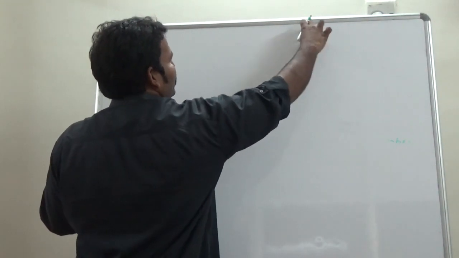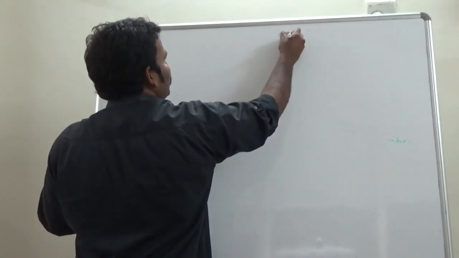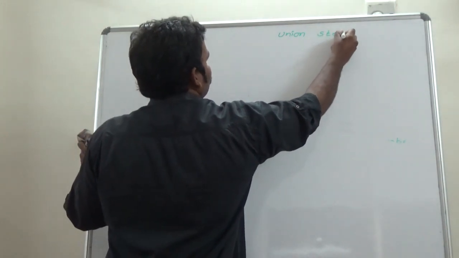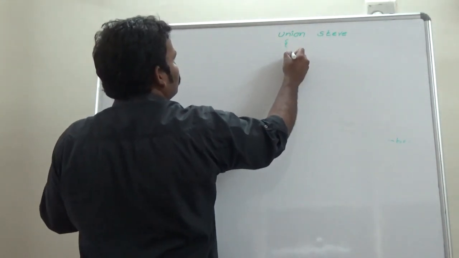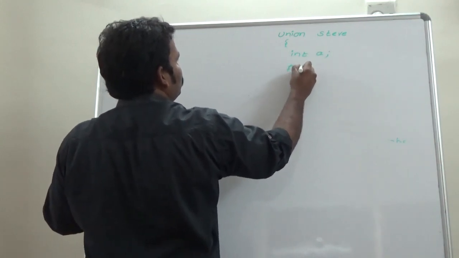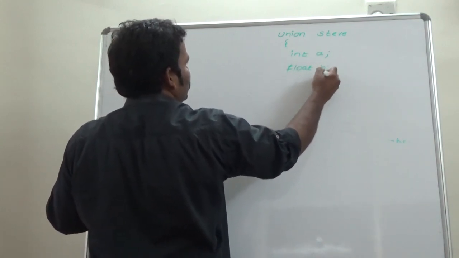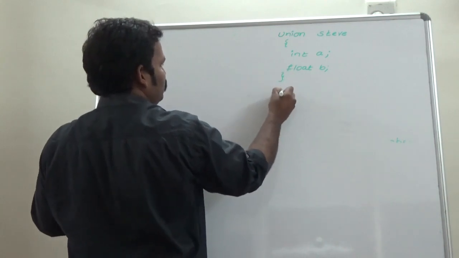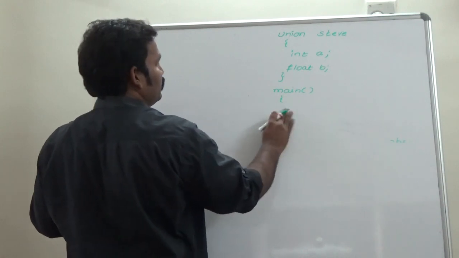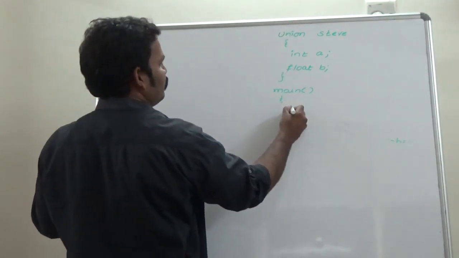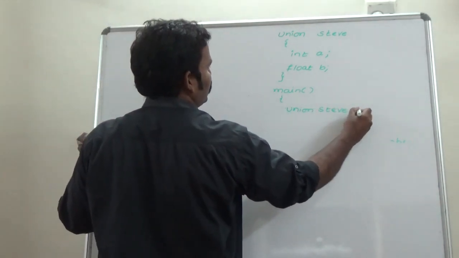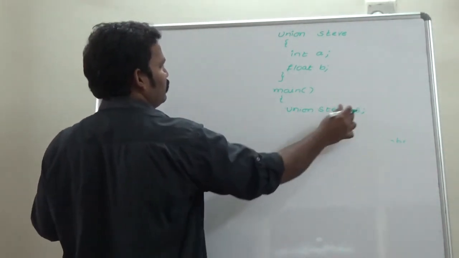Right. So, link section header files. Next, I am defining one union. The union name is Steve. Here I am declaring two member variables, a comma b. In the main function, I am declaring a variable of union Steve type.